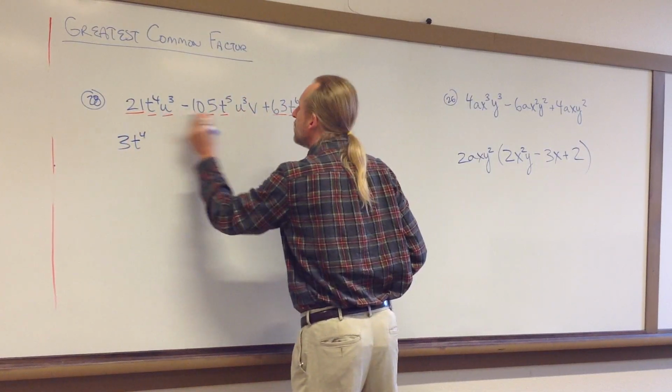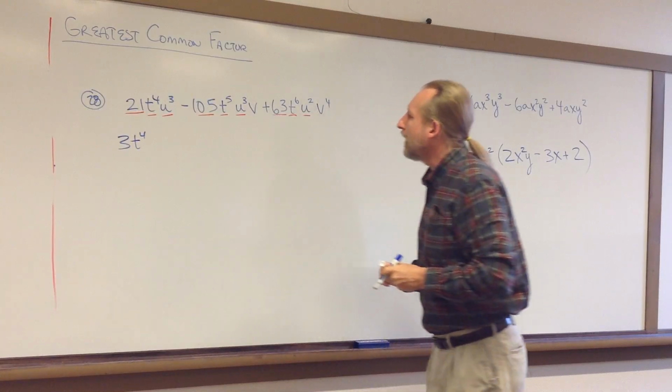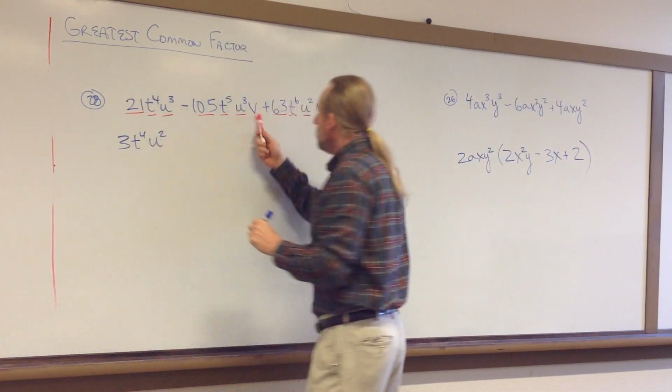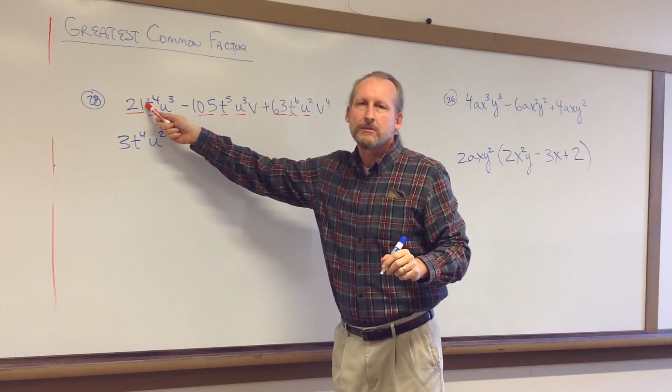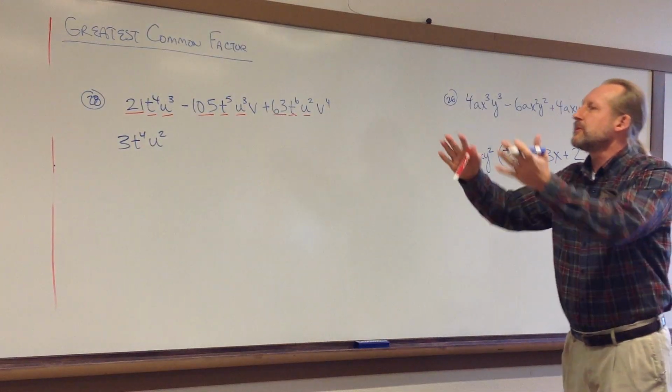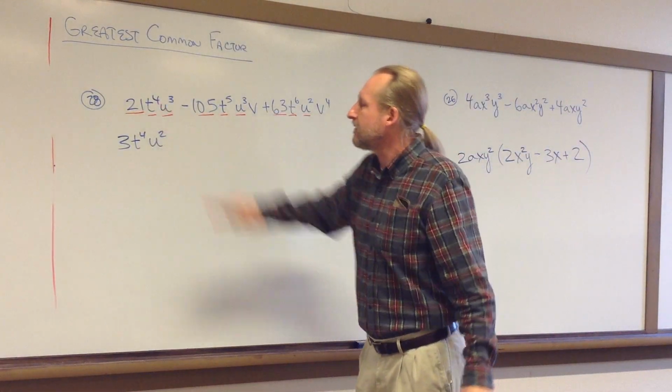And then we've got u to the third, u squared. So we can factor out that u squared. Now these two have a v, but this one doesn't. So that's not a common factor. We're not going to be able to factor it out because this one doesn't have any v's.